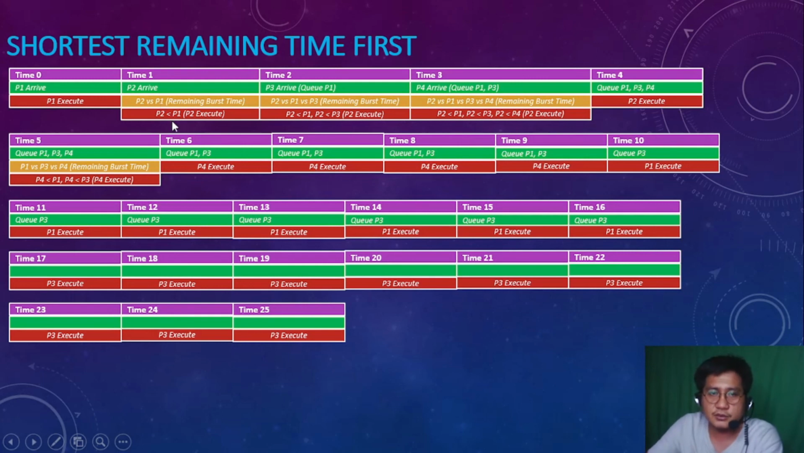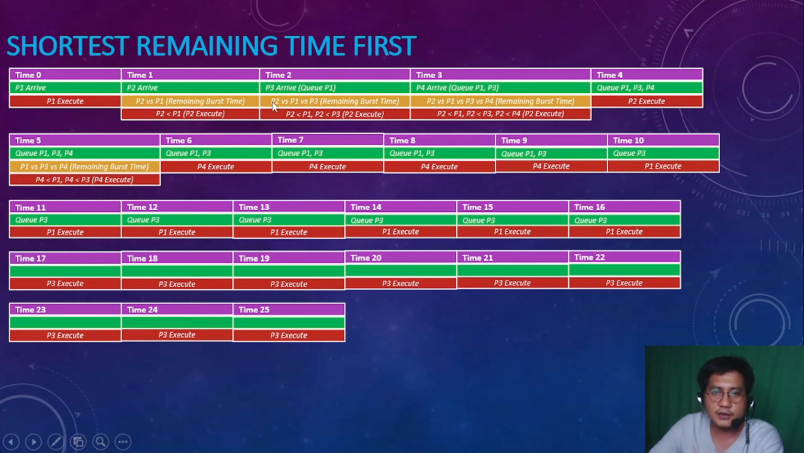So process 2 will get the time of execution in the central processing unit because it has the shortest remaining burst time compared to the remaining burst time of process 1, which is 7.